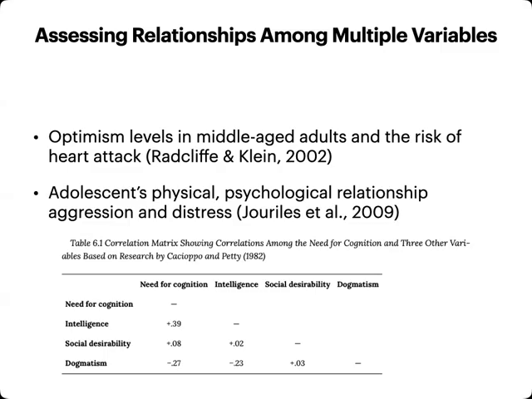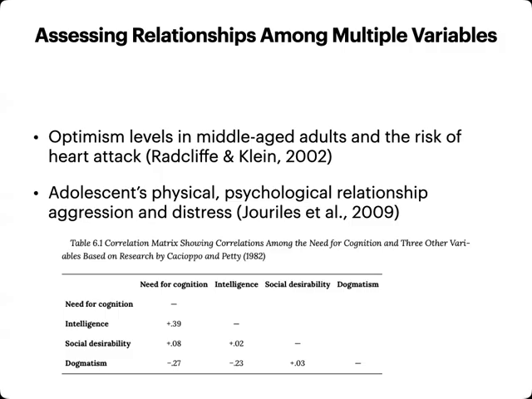For instance, John Cacioppo and Richard Petty developed their need for cognition scale, which measures how much individuals enjoy and value thinking. They used this scale to assess the need for cognition in a large group of college students alongside three other variables: intelligence level, socially desirable responding, which measures the tendency to give responses perceived as appropriate, and dogmatism.